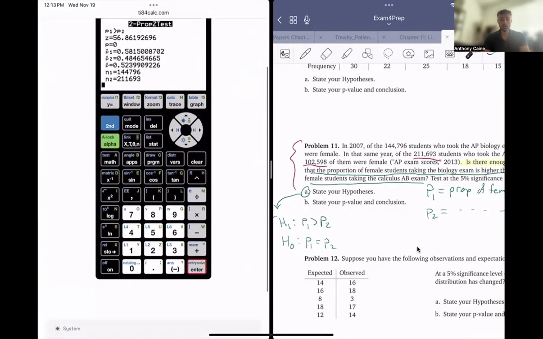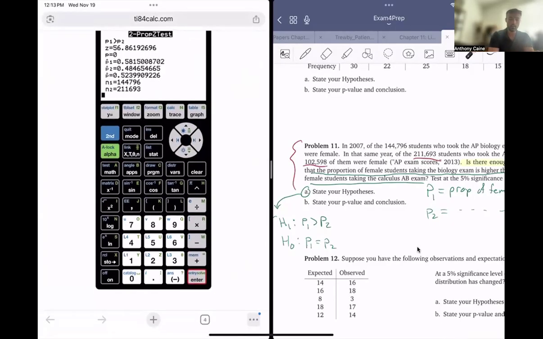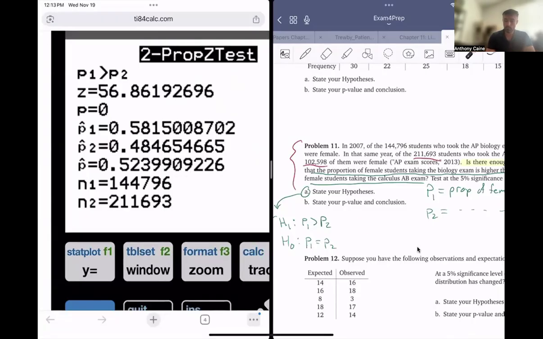And here we go. And there's a lot of P's that show up on this screen. The first P is the P value. So what's different about that P? It doesn't have a hat, right? Everything that has a hat, it's talking about a proportion. In fact, it's talking about a sample proportion. The P1 hat equals 0.58. That's saying that in AP Bio, 58% of the students who took the exam were female, whereas in AP Calc, 48% were female. So that's what that stuff is saying.